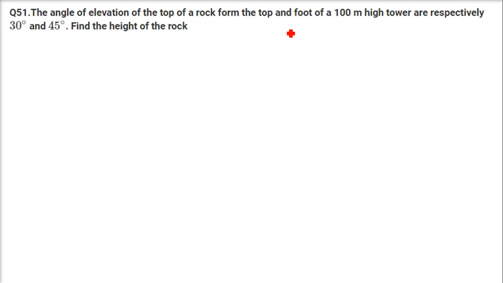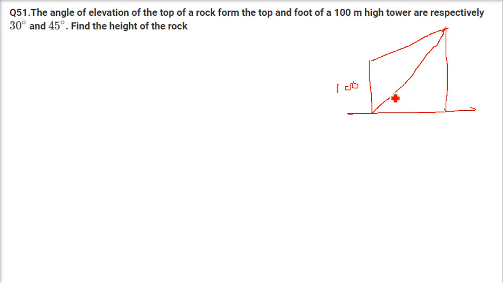So here the situation is the angle of elevation of the top of a rock from the top and foot of a 100-meter high tower. So this is a 100-meter high tower, and there is a rock. Let this be a rock. So the angle of elevation of the top of the rock from the top and bottom of the tower. So this is the tower. This is 30 degree and this is 45 degree.